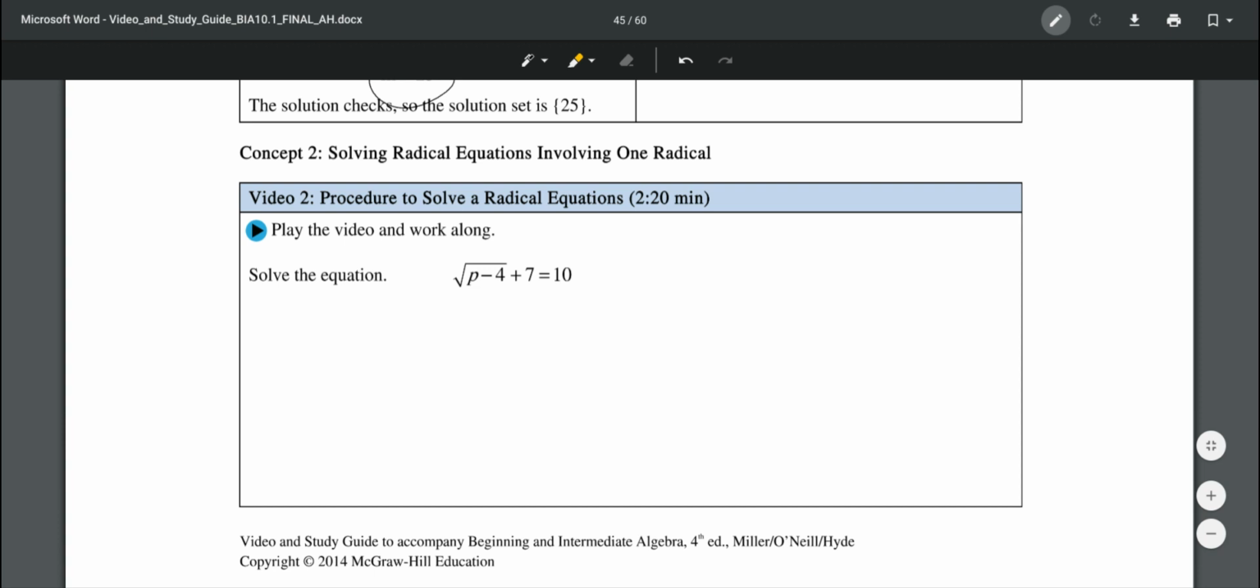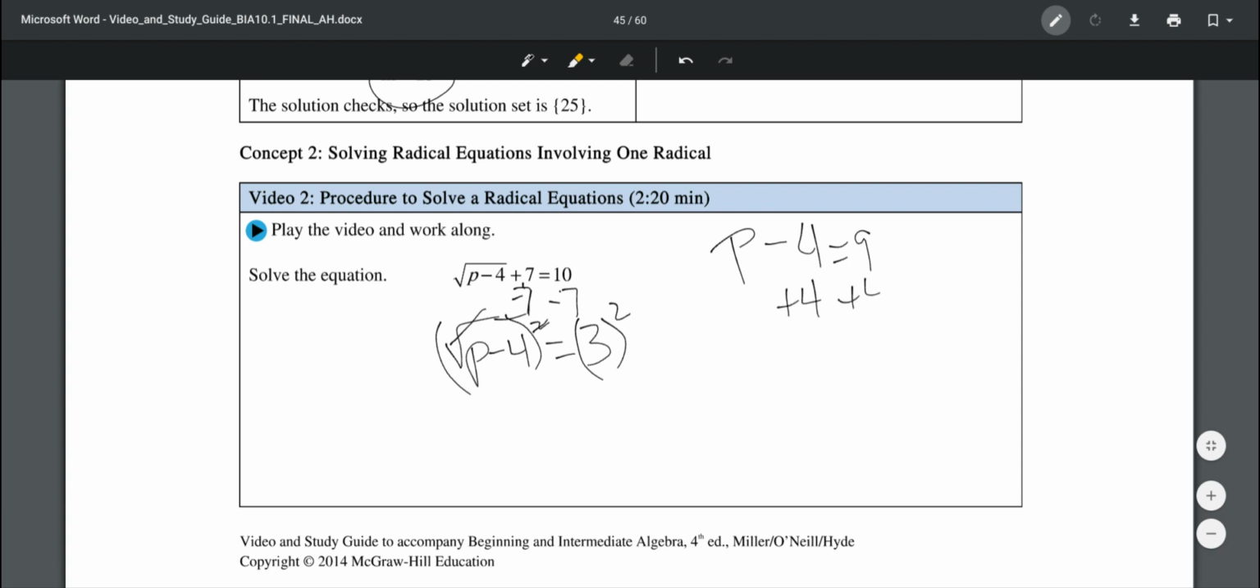Now, this has one radical. Even though it has p minus 4 under it, it still has one radical. So we're going to isolate the radical by subtracting 7 from both sides. That gives me square root of p minus 4 equals 3. Once I get there, I'm going to square both sides to get rid of the radical. So that gives me p minus 4 equals 9. Then I'm going to add 4 to both sides, and I get p equals 13.